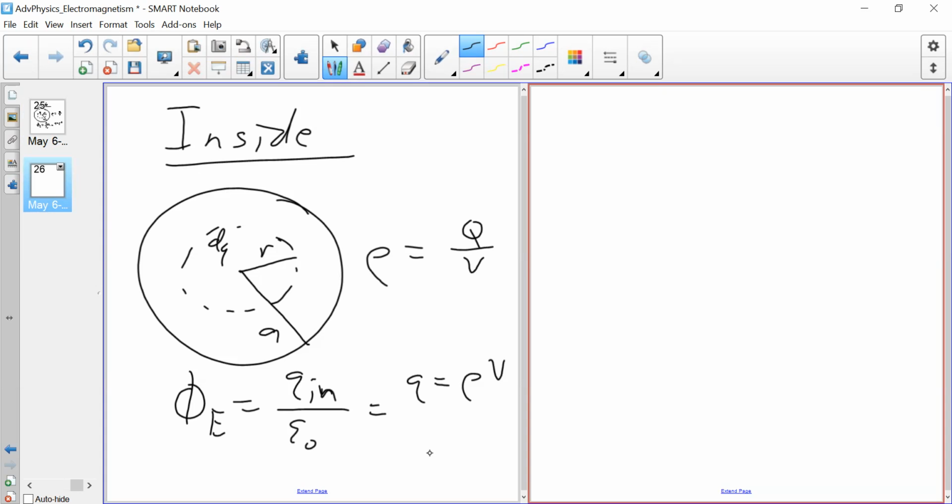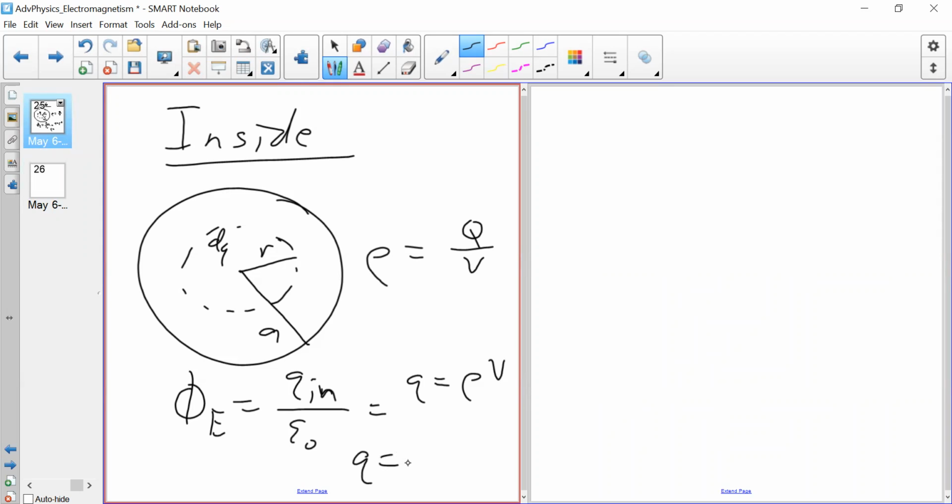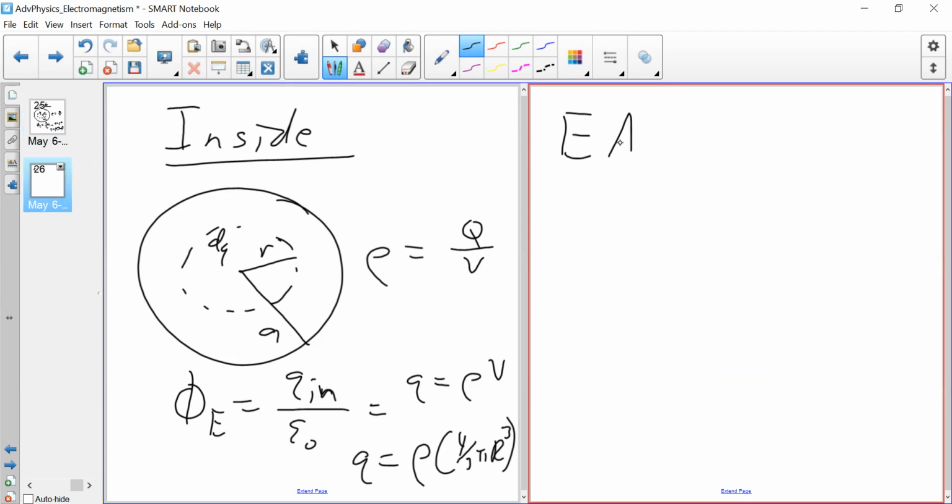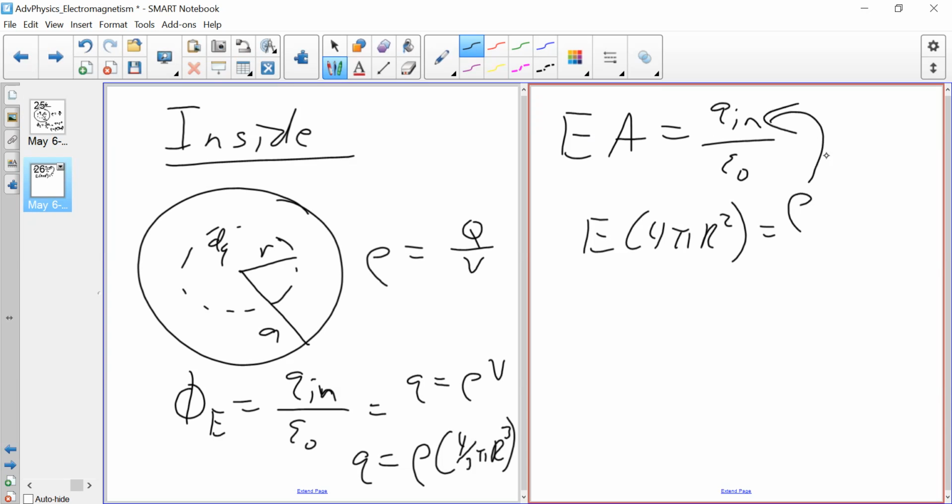Volume of a sphere. Okay, I'll just continue right in. That'll be rho times 4/3 pi r cubed, right? Therefore, E A equals Q enclosed over epsilon naught. We know the surface area of a sphere, 4 pi r squared, equals rho times volume. Remember, because that's Q, 4/3 pi r cubed over epsilon naught.